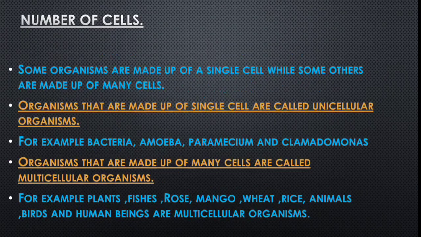Number of cells. Now, some organisms are made up of a single cell, while some others are made up of many cells. Organisms that are made up of a single cell are called unicellular organisms. For example, bacteria, amoeba, paramecium and chlamydomonas. Whereas the organisms that are made up of many cells are called multicellular organisms, just like us. For example, plants, fishes, rose, mango, wheat, rice, animals, birds and human beings are multicellular organisms.